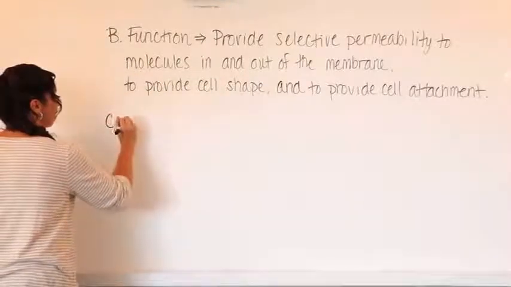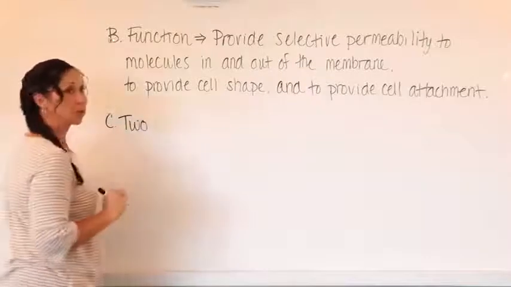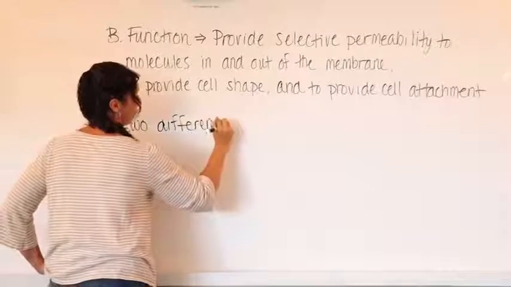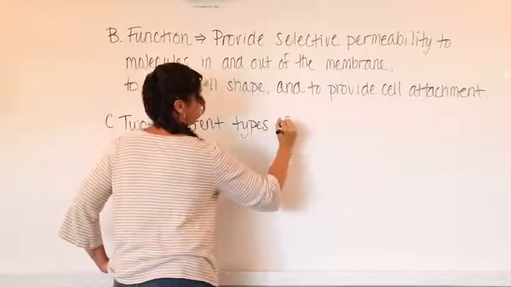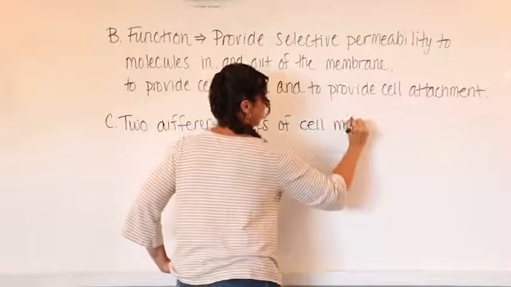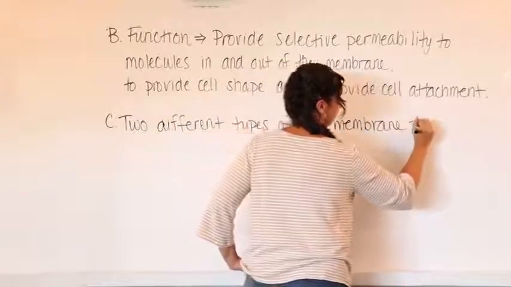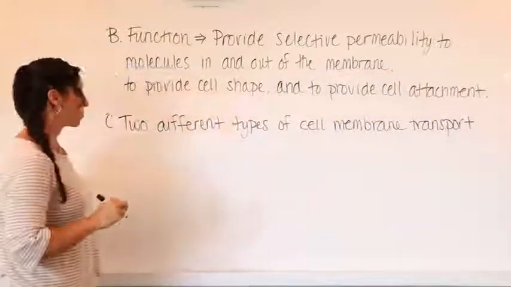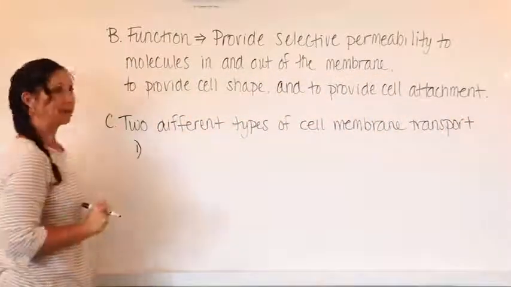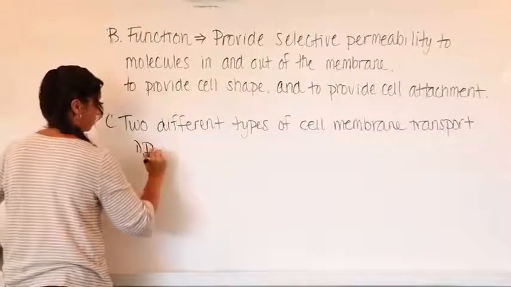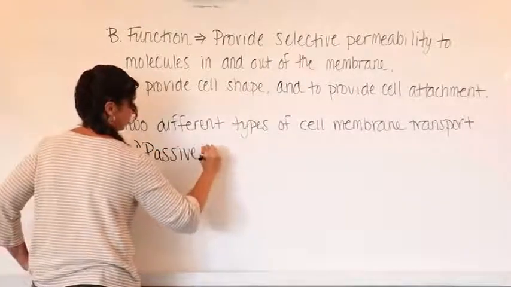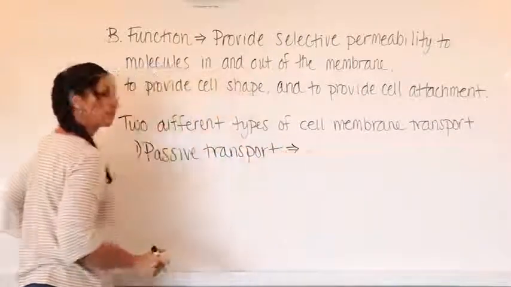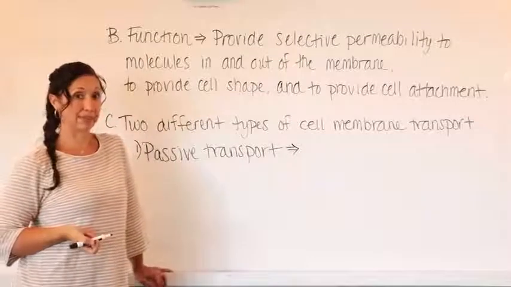So let's talk about the two different types of transport within a cell membrane. Two different types of cell membrane transport. The first one we're going to talk about is passive transport. Let's define that, and then we'll give a couple examples of what passive transport is.